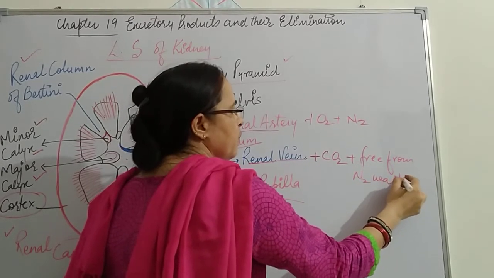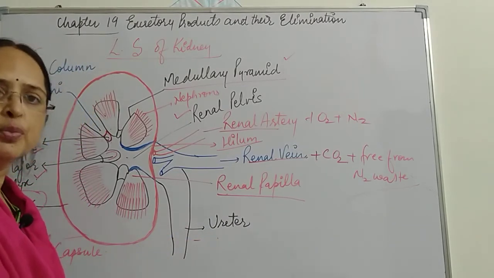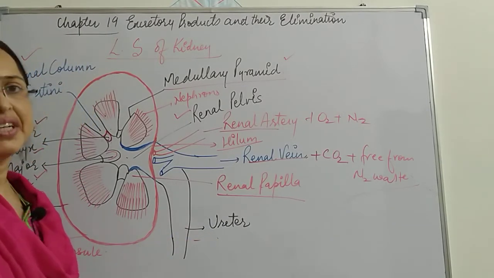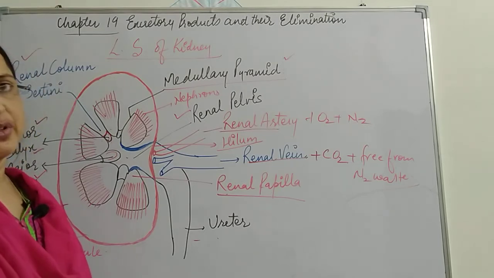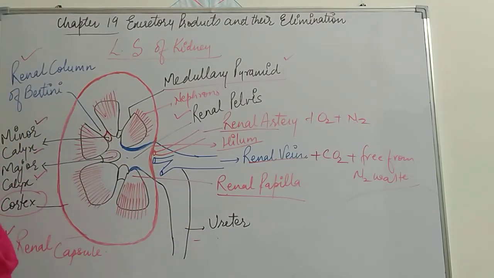It is free from nitrogen waste because all the blood has been filtered by the kidney, and the filtrate has been removed by the nephrons. So here is the longitudinal section of the kidney.